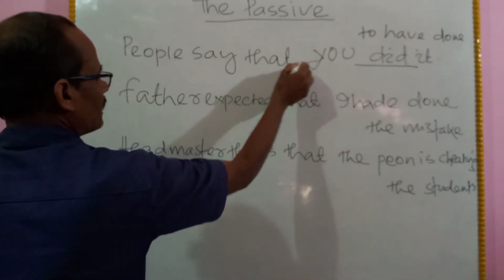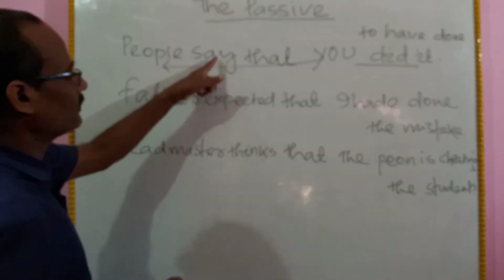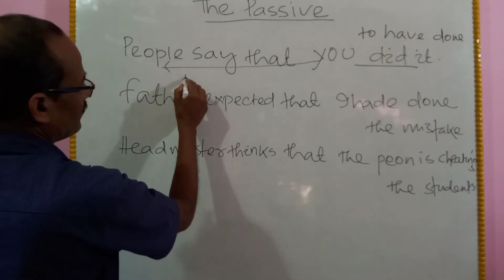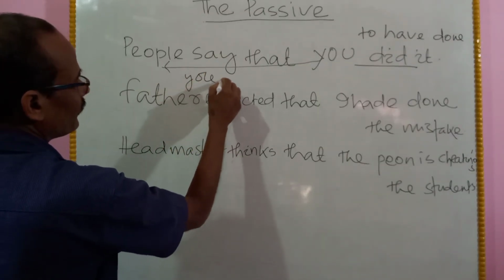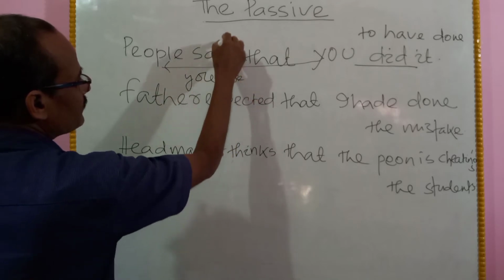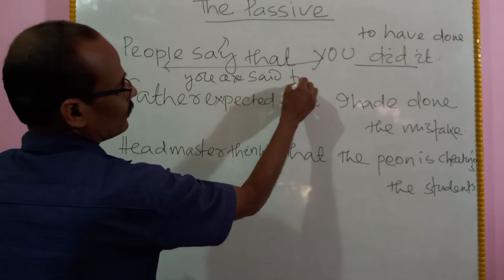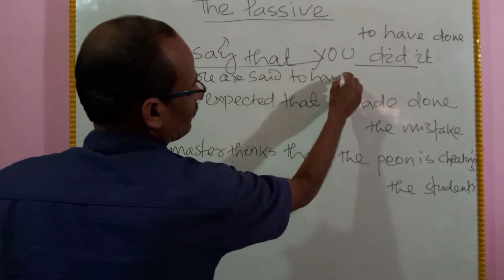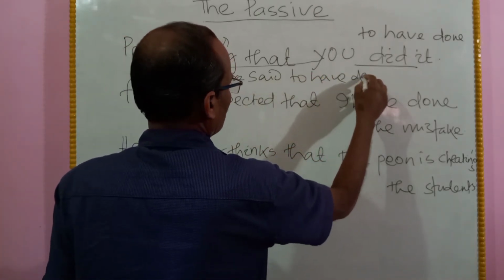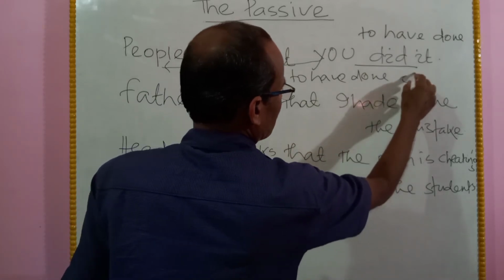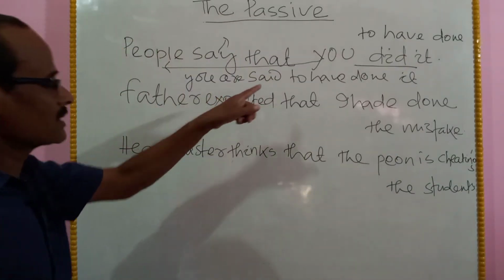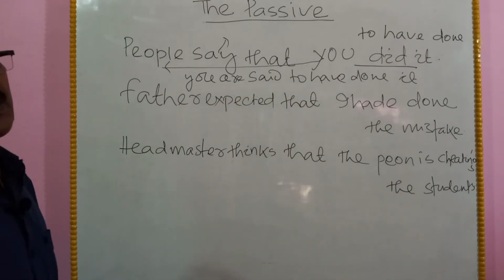The subject comes to the reporting verb's subject: you are. This is present simple, you are said, to have done it. You are said to have done it.